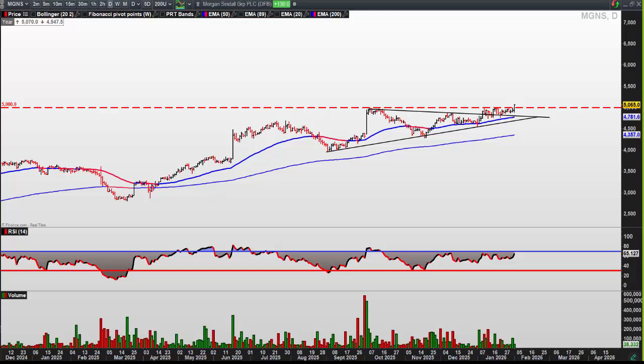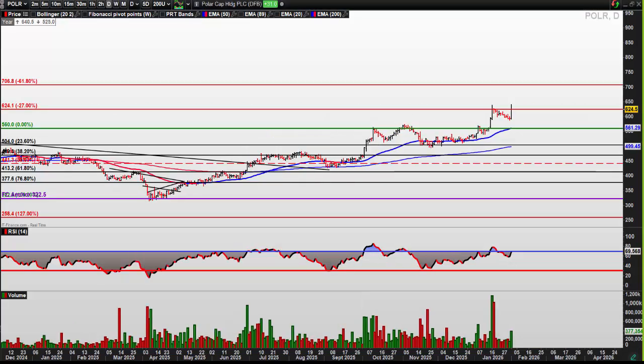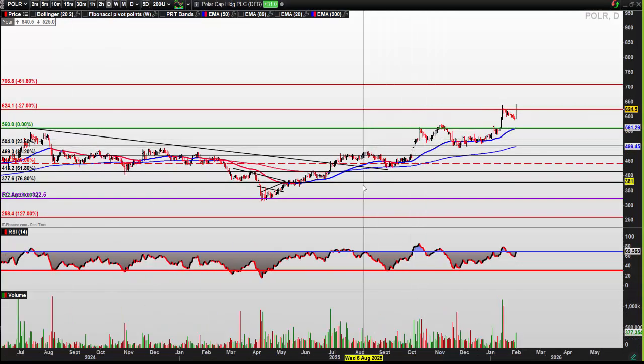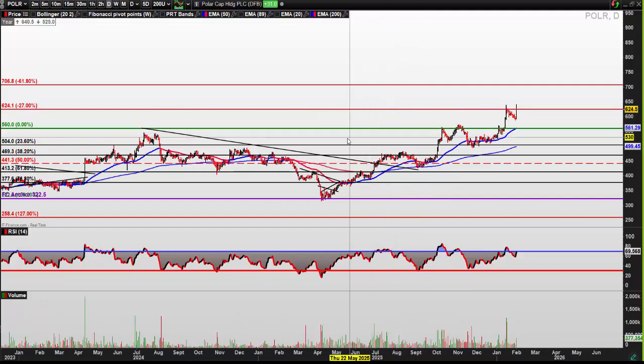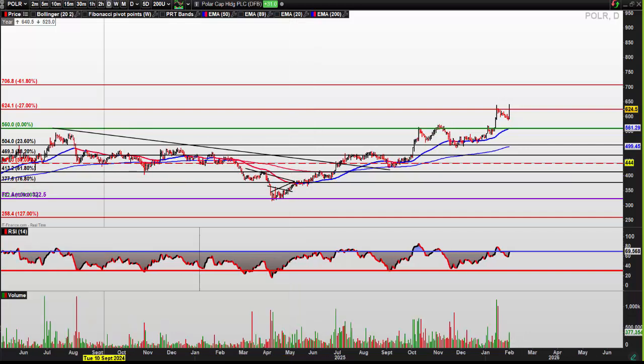Just a quick flick around before I go. I've talked about this one off and on all last year. So that's made a new all-time high today. Polar, very good dividend stock, if that's an area that you like to look at and have some of.